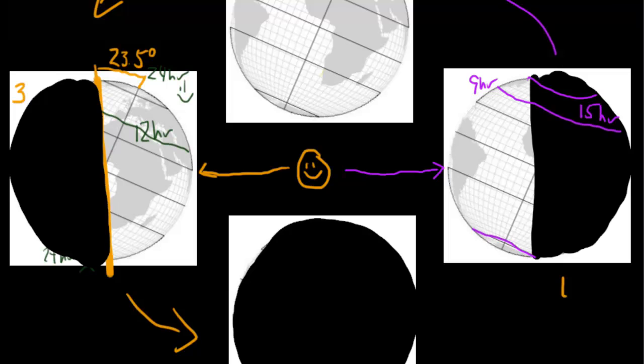Then we move over here, and you can see the sun is hitting directly on the equator, where we get 12 hours of lightness and darkness. This is the vernal equinox, going from winter.